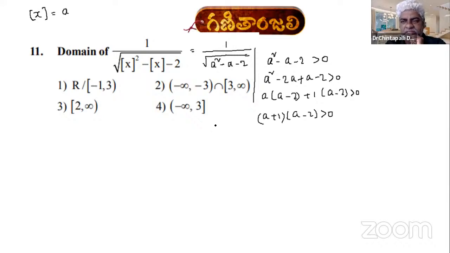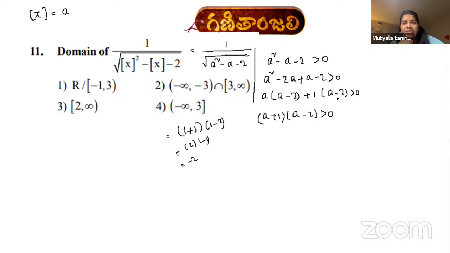What happens when we take a equal to 1? 1 plus 1, 2, into 1 minus 2, minus 1. 2 into minus 1, minus 2. Is it true or not? Negative 2 is less than 0. Yes, sir. So, less than 2 is not the correct answer.